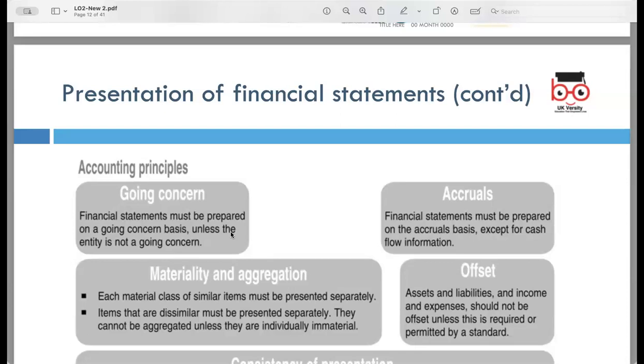Then accrual basis. Financial statements should be prepared on an accrual basis, meaning the transactions are recorded when they occur, not when cash is exchanged. This principle ensures that all economic activities are reflected in the period to which they relate, providing a more accurate picture of financial performance.